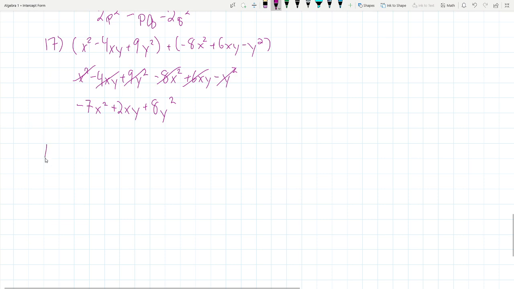Okay. Number 18, your friend says that when subtracting polynomials, the order in which you subtract does not matter. Is your friend correct? Explain. In a nutshell, yes, it does matter in which order you subtract. The whole idea of subtraction is that 3 minus 9 is a lot different than 9 minus 3. So you need to go in the right order in order to make it happen.